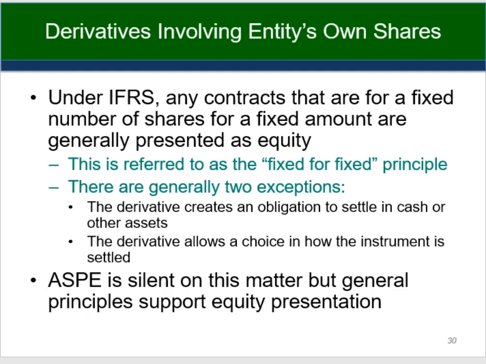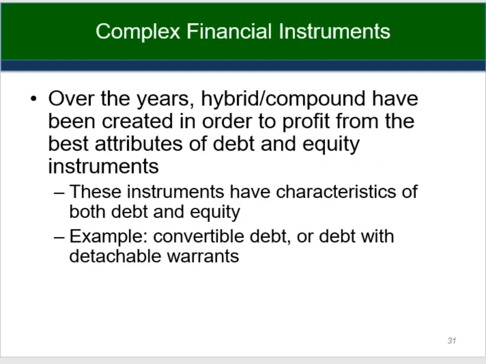ASPE doesn't deal with this, but the same principles would support equity presentation. So ASPE would allow you to record the transaction when it's actually settled, whereas IFRS says the creation of a fixed for fixed obligation would be recorded as equity at the time that agreement was established.